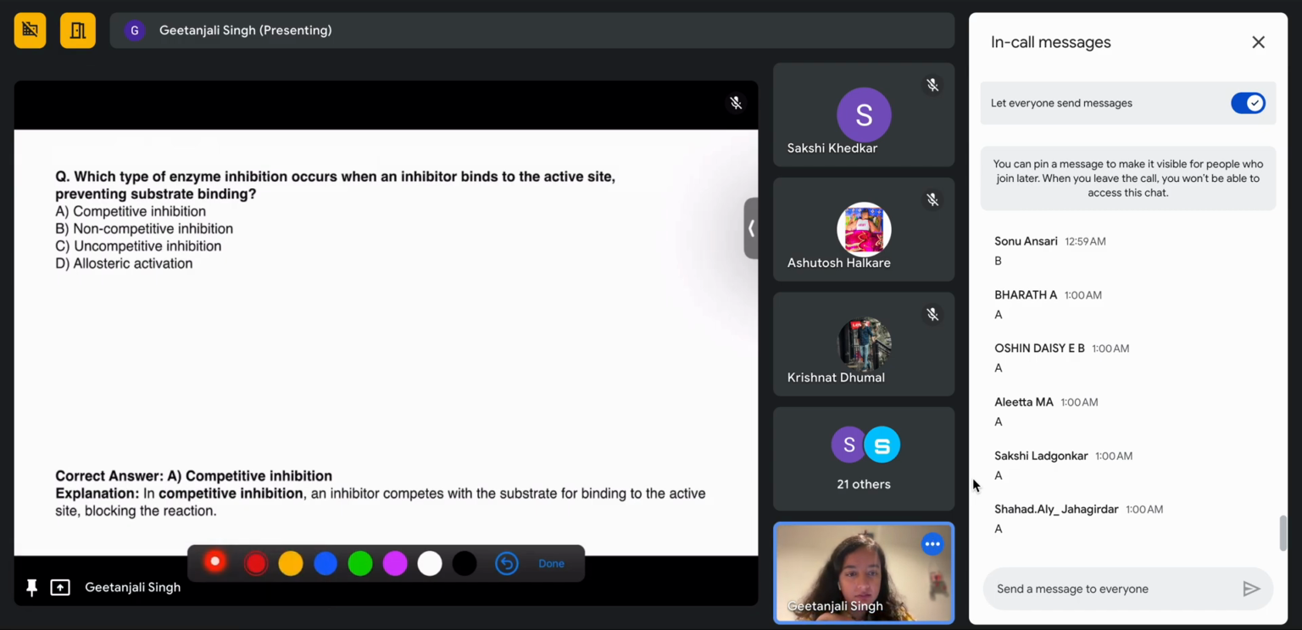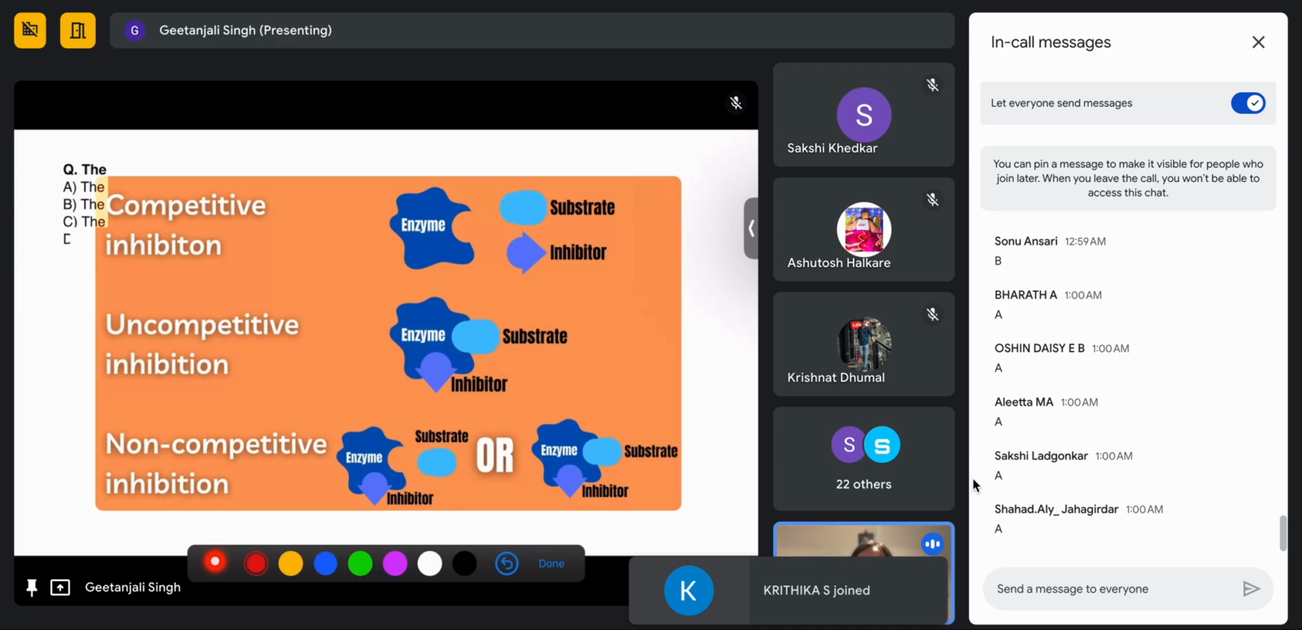Let's have a look at the different kinds of inhibition. So one is competitive inhibition. In competitive inhibition, there is a substrate and an inhibitor. The inhibitor competes with the substrate to bind to the active site, does not let the substrate bind to the active site, and hence inhibits the reaction. In this reaction, once you increase the concentration of substrate, you can reverse this reaction because there is more competition.